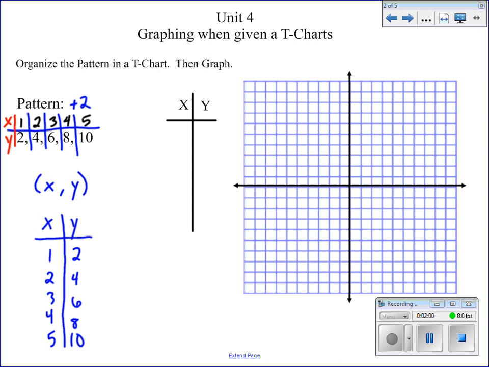We can now draw our ordered pairs. We have 1, 2; 2, 4; 3, 6; 4, 8; and 5, 10.